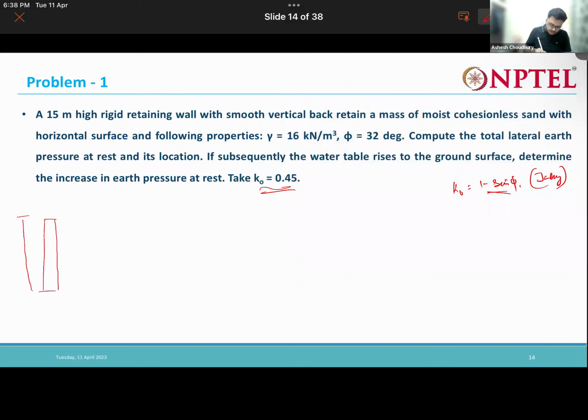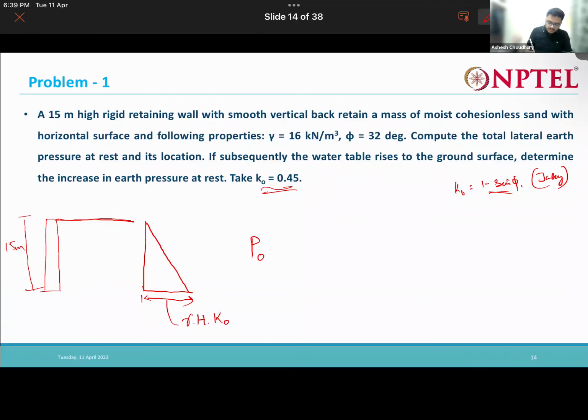So this is 15 meters. It is retaining some soil. This is straight. So, we will have a variation of the earth pressure at rest like this. Okay, what will be this value? This value is nothing but gamma into H into K naught.